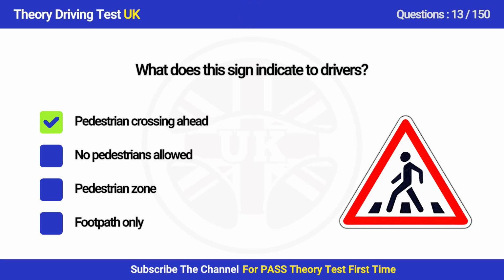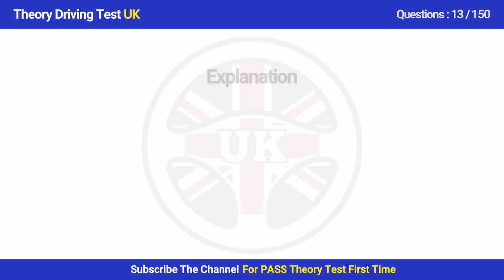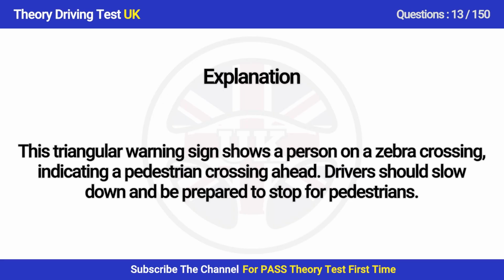Answers is A. Pedestrian crossing ahead. This triangular warning sign shows a person on a zebra crossing, indicating a pedestrian crossing ahead. Drivers should slow down and be prepared to stop for pedestrians.